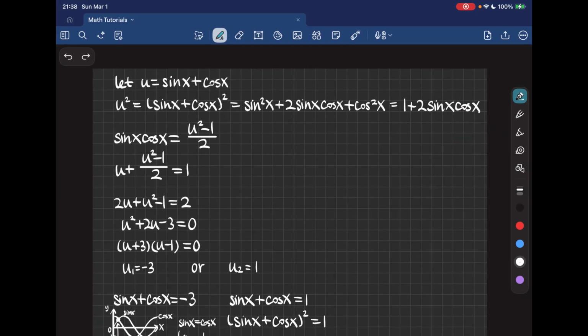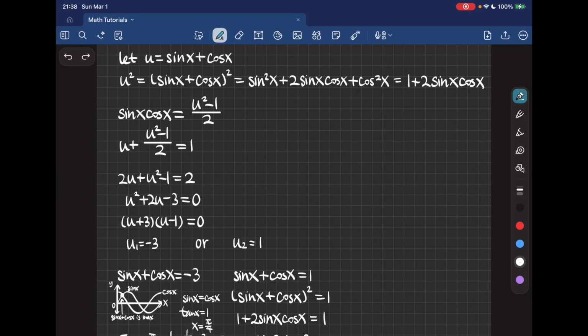And here's what I did to actually calculate the result values for x. So let u equal sine x plus cosine x, because this is really helpful. It helps us to simplify things and factor stuff and to solve. So u to the power of 2 equals sine x plus cosine x, all to the power of 2. And then we expand it. It will look like this. And notice that sine x to the power of 2 plus cosine x to the power of 2 equals 1, according to the formula in the data booklet.